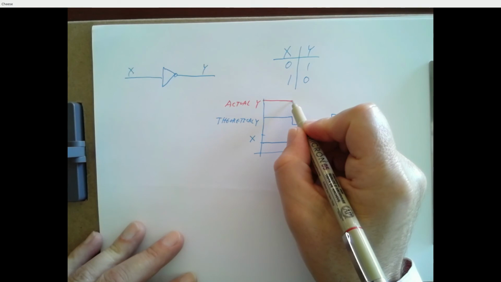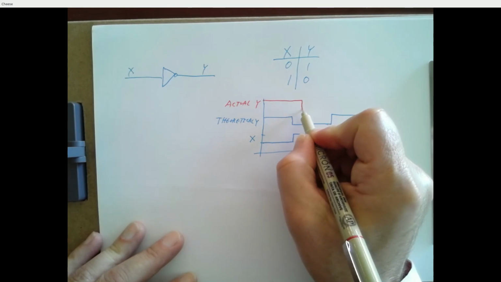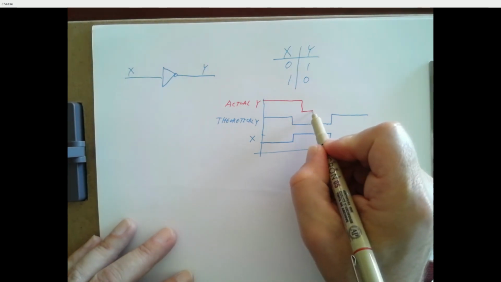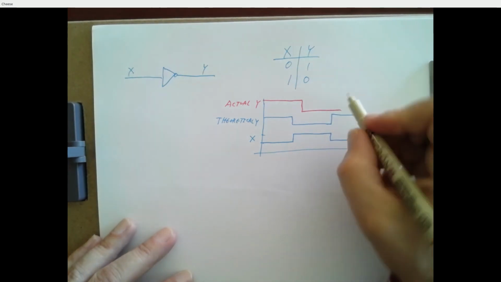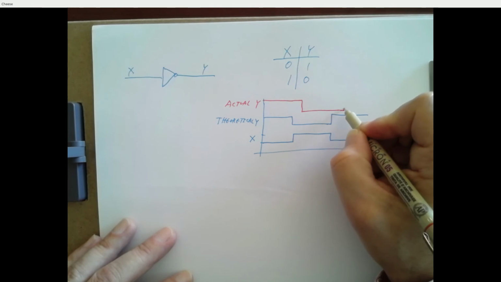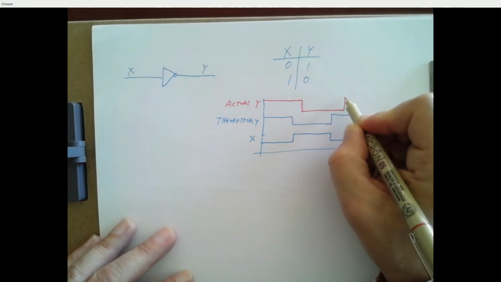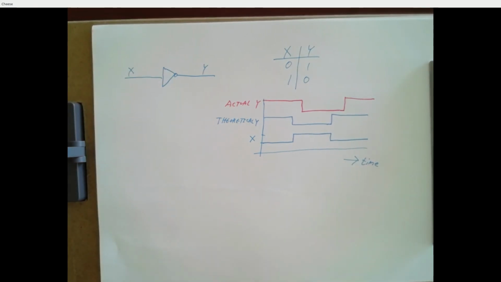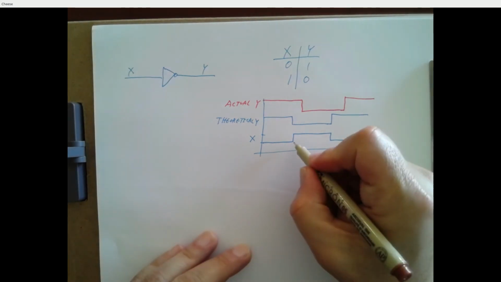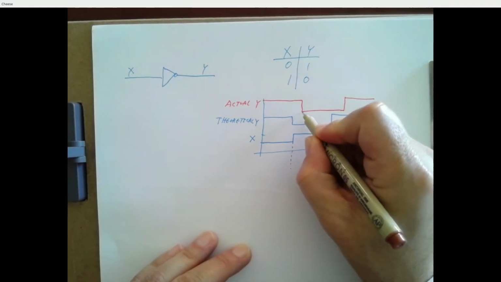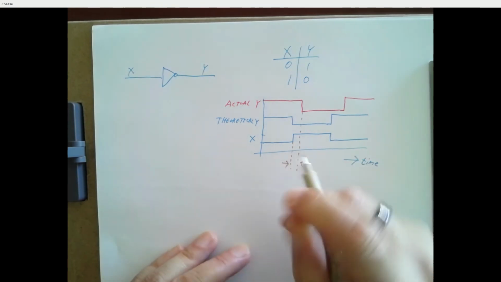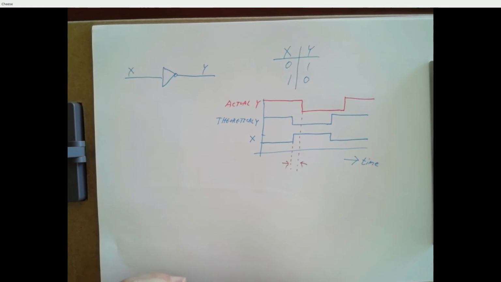And so this is exaggerated. This may be what happens. And when x goes from a 0 back to a 1, there may be some brief delay before the output y responds. So this is called propagation delay.